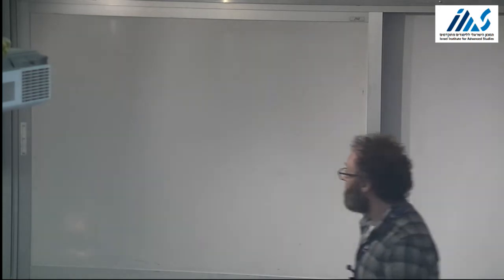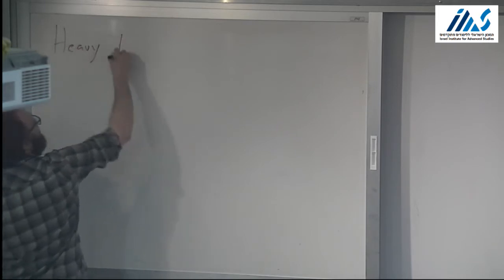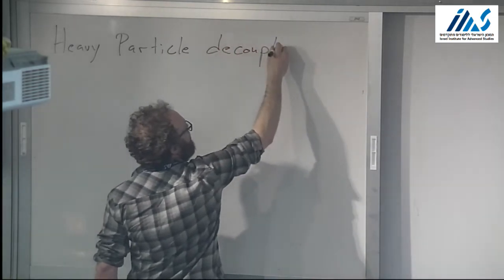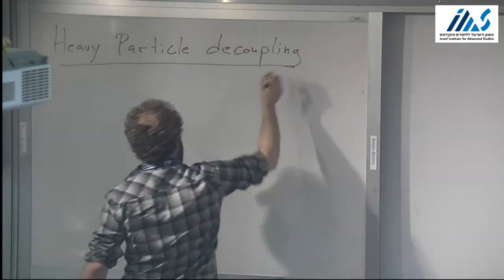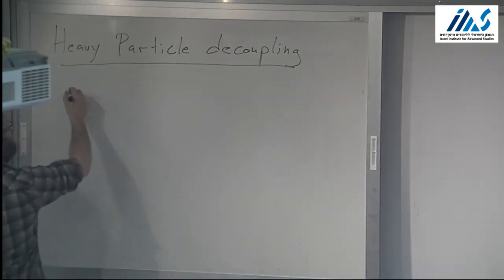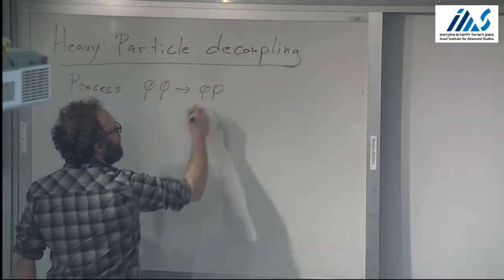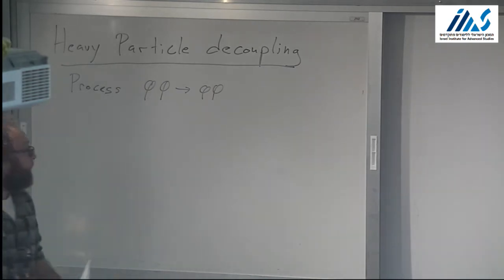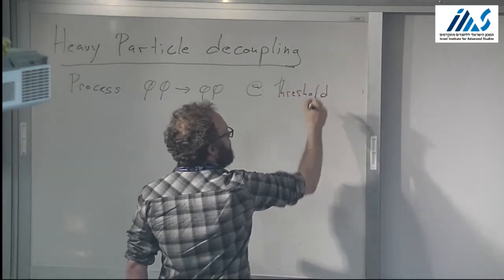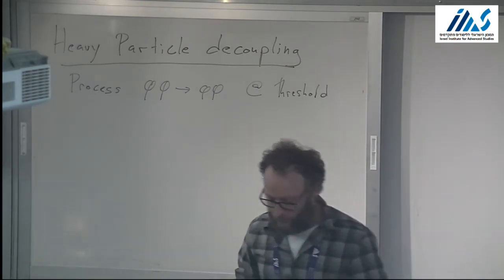So that's the next thing I want to show you now. Unsurprisingly, just to be really concrete, we're going to pick our process: phi goes to phi. And we're going to work at threshold. That's just going to simplify everything. We're not going to have to keep any explicit momentum dependence around.